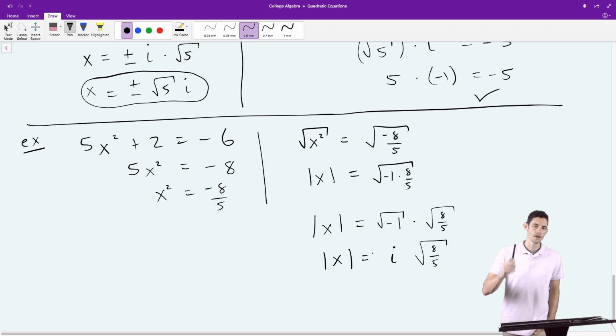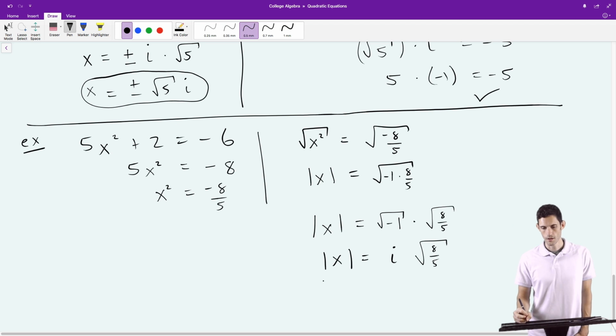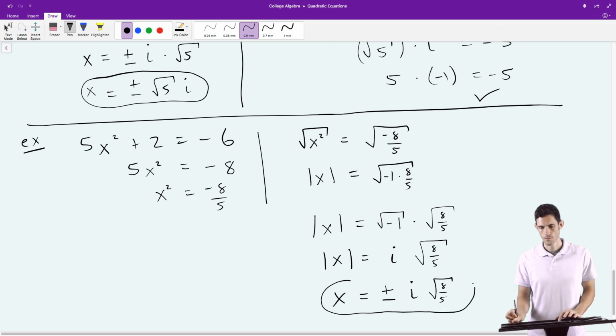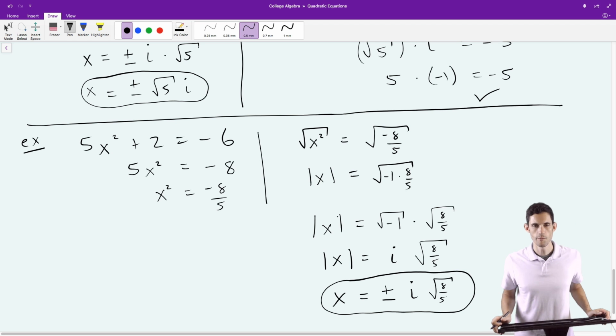This is the absolute value of x. So that's telling me that whatever x is, once you make it positive, you get the stuff on the right. And so therefore, x has to be either positive or negative, all the stuff on the right. So there's my x.